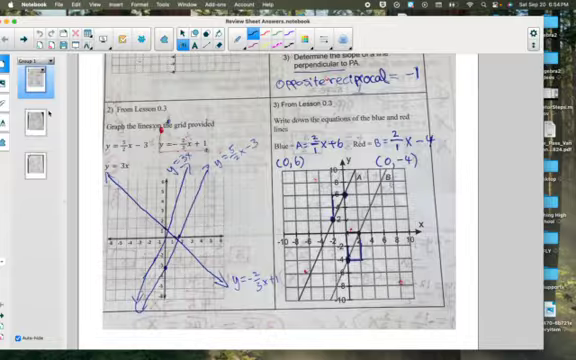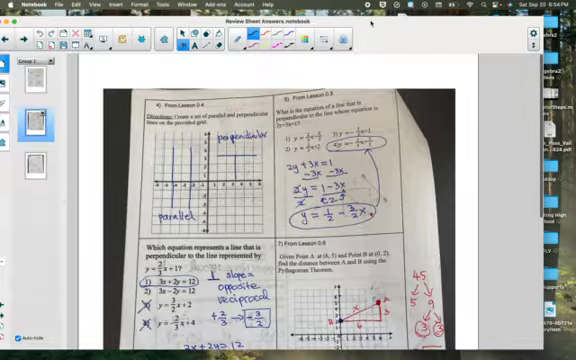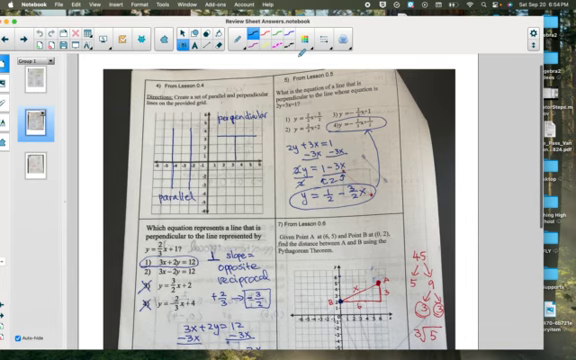Moving on, we're going to question number 4. This is just drawing two lines, right? A parallel line and a perpendicular line. Remember, parallel lines are two lines that do not touch. And perpendicular lines are two lines that look like they cross or form a T shape, okay?